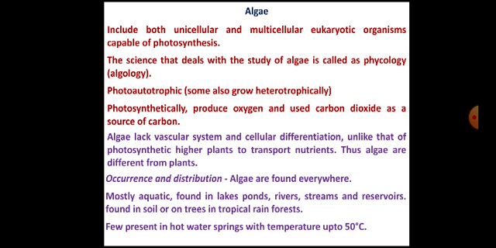Usually algae are found in most places wherever moisture and sunlight are available. So mostly in aquatic environments: lakes, ponds, rivers, streams, reservoirs. They are found in soil, trees, in tropical rainforest. There are a few algae which have the ability to grow at very high temperatures, as high as 50 degrees Celsius, like those present in hot water springs.